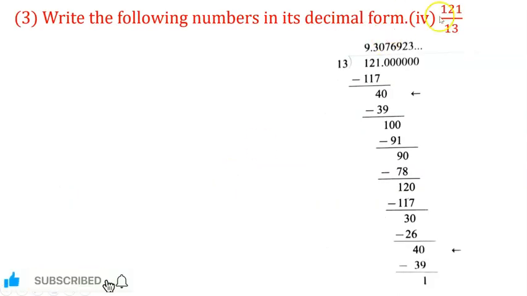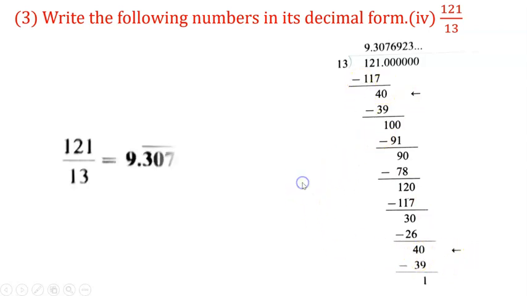Next, 121 upon 13. See this again here, division at this stage. Again the recurring starts. You can see this division again. Therefore 121 upon 13 equals 9.307692 recurring. Again these are the recurring numbers.